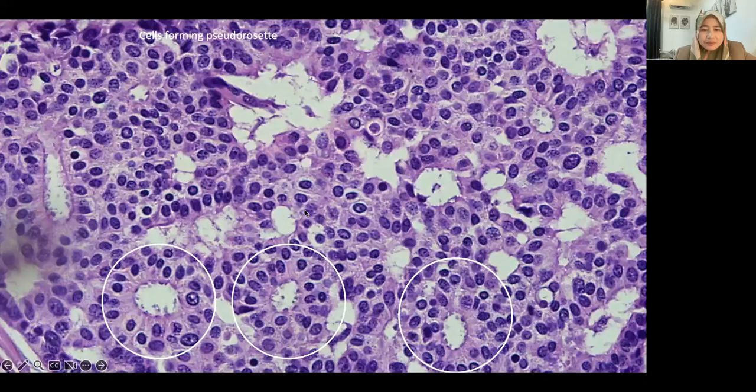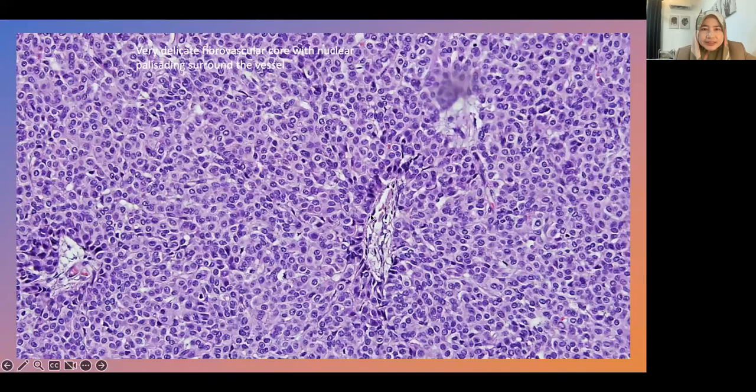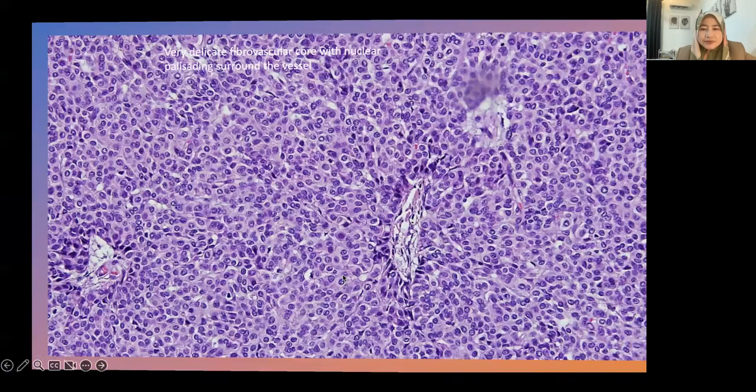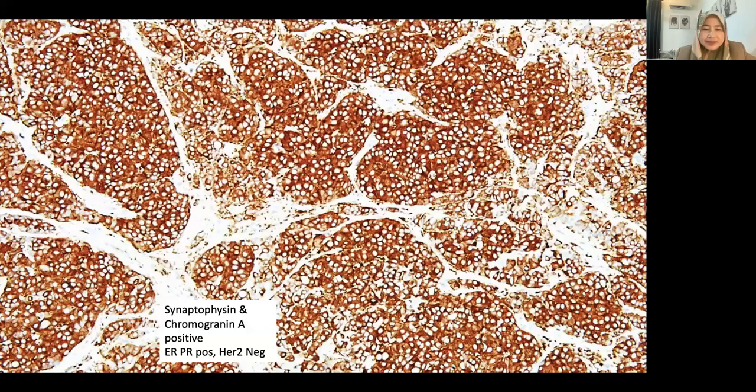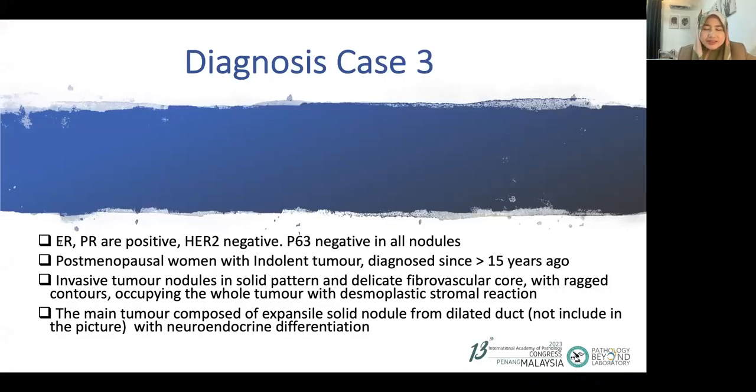And the cells are forming pseudorosette formation. Okay. And yeah, this is a fibrovascular core. It's a very delicate fibrovascular core with nuclear palisading surrounding this core. Okay. And we proceeded with both synaptophysin and chromogranin A, and it shows strongly positive. ER/PR also positive, HER2 negative. So this is, I think, also straightforward, but this is an excision tissue. It shows ER/PR strongly positive, HER2 negative, p63 negative in all nodules in this case.